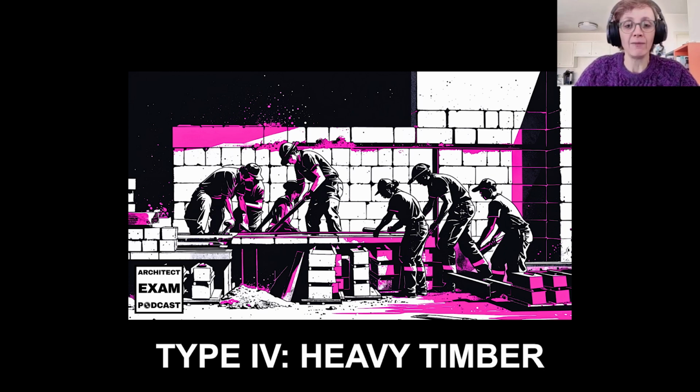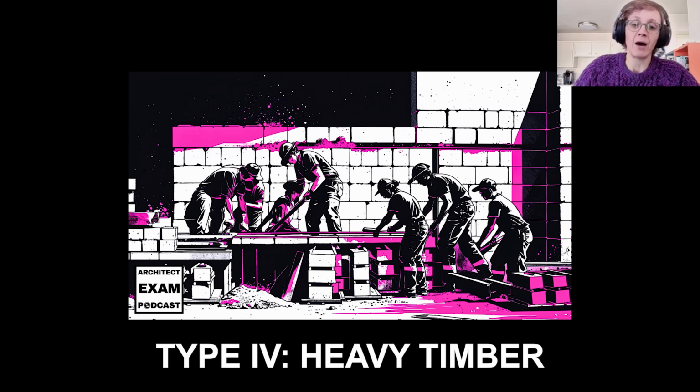Next up, we have type 4. So type 4 is heavy timber. I think about it as the gentle giant of wood construction. The distinctive feature here is the use of large dimensional lumber. Think big wooden columns, beams, and plank floors. These massive wood members char on the outside during a fire, but they retain their structural integrity longer than small dimension lumber.